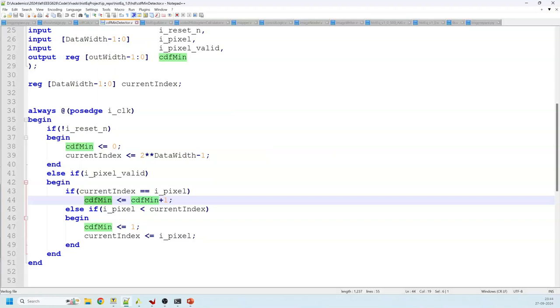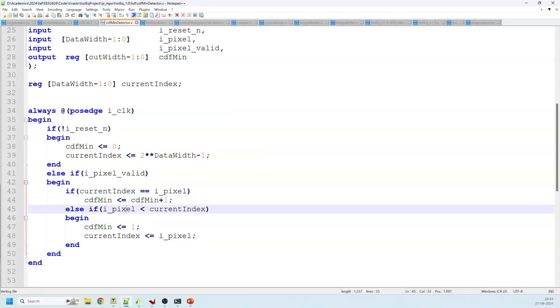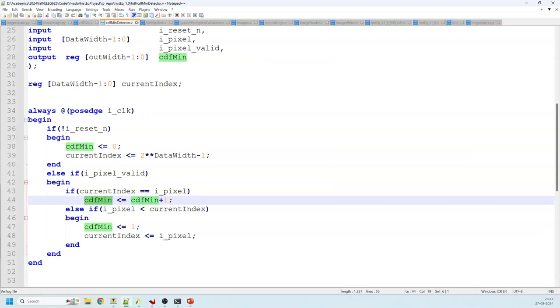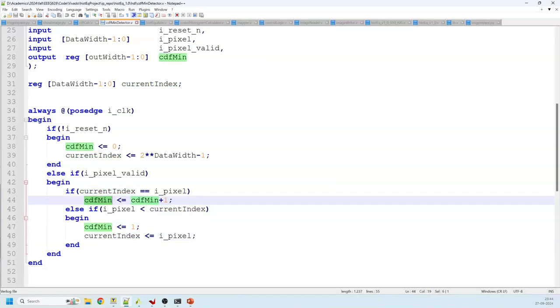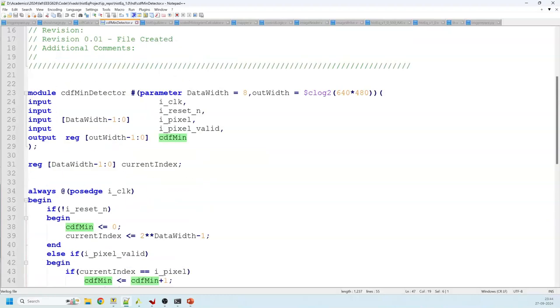But if the pixel that I receive is less than the current minimum, I will reset this counter to 1 and I will replace my minimum level with the pixel that I receive. If the pixel is greater than the current minimum, we simply ignore it. We don't look at it. If it is equal, we increment the counter. If it is less, we reset the counter and store that pixel value as the current minimum. So that's the basic logic here.